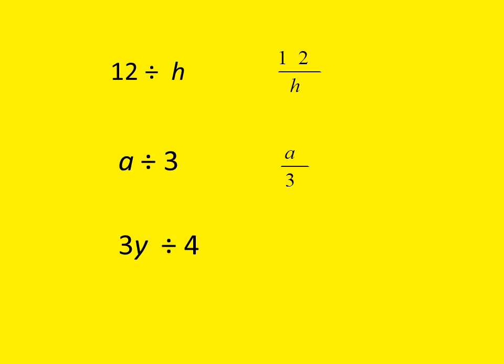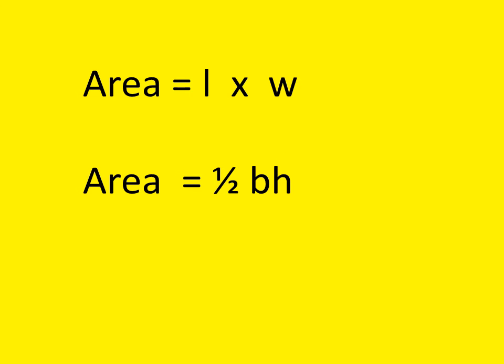3y divided by 4. Now think about it for a sec, I'm sure you're going to get this right. That would be written as 3y over 4. So that's just a little bit of an introduction of some things in algebra. You've actually seen algebra a little bit already.